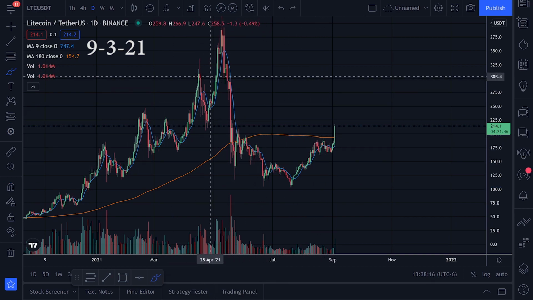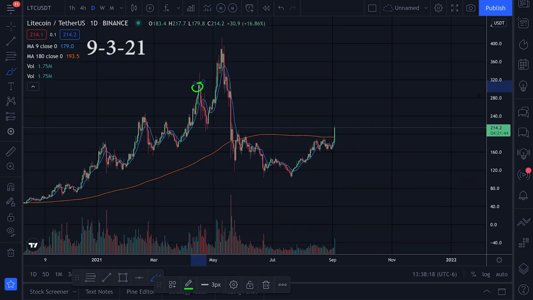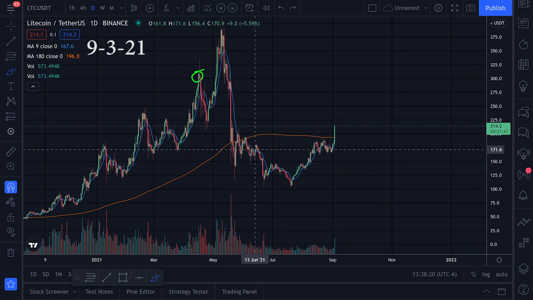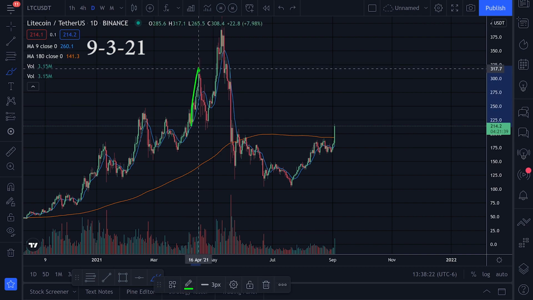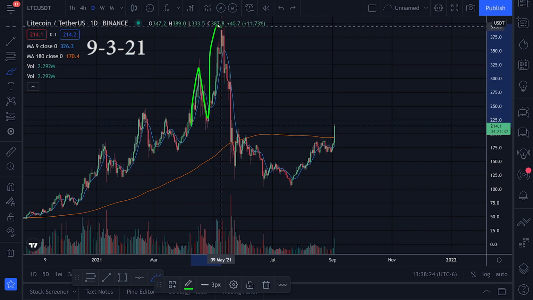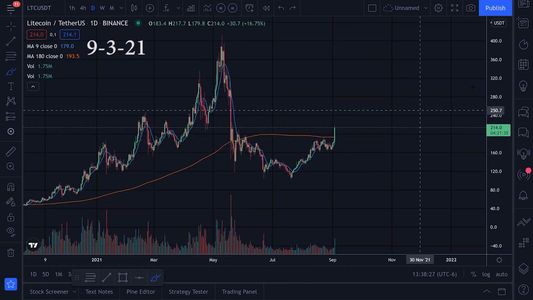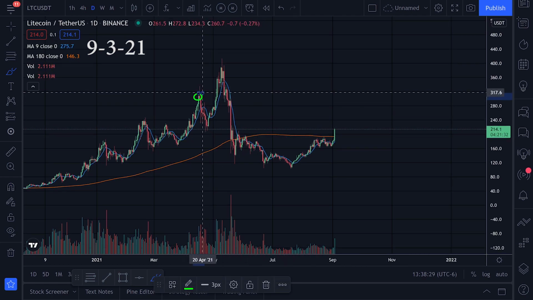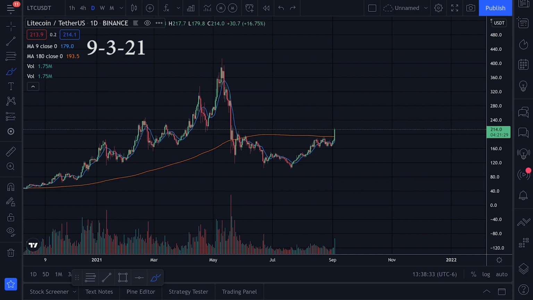Right now, I'm pretty much wondering if we could come up to this target or maybe up to this target. These are previous resistance levels. We came up, got rejection, and then came back down, came up, got rejection, and came back down. So what I'm wondering is, can we come up and retest these highs pretty much? Right now we're on the daily time frame.